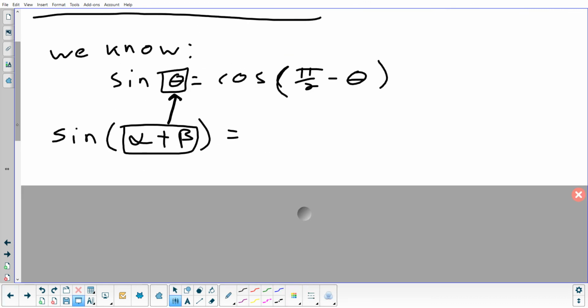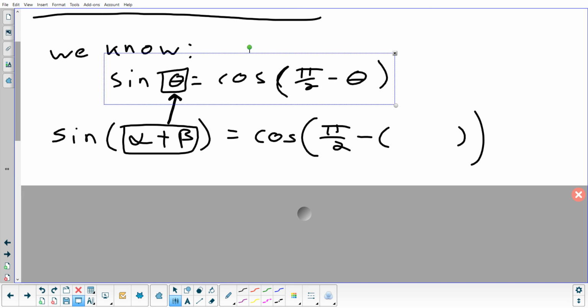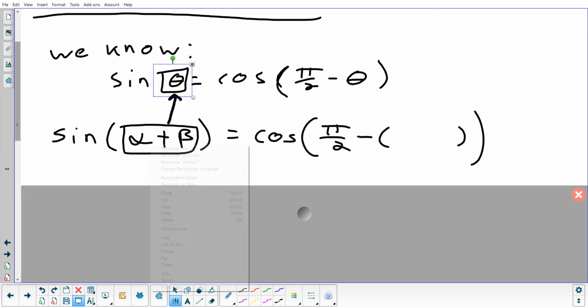All right, so let's go back here. So now, let's fill in for our argument, alpha plus beta. So cosine, pi over 2 stays right where it is, minus, and what you put after the minus sign is your argument. Look at your argument, look at what we're plugging in, alpha plus beta. Any question on that stuff?